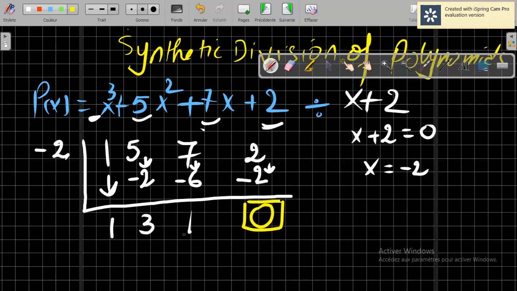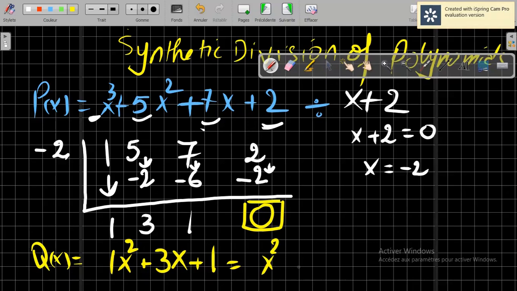And if you see your quotient here, it is going to be written this way. 1 here is the constant, then the coefficient of degree 1, then the coefficient of degree 2. So 1 is the constant, 3 is the coefficient of degree 1, and the 1 is the coefficient of degree 2. So you have qx is equal to 1 times x squared, which is x squared plus 3x plus 1. So this is the result of dividing px by x plus 2.